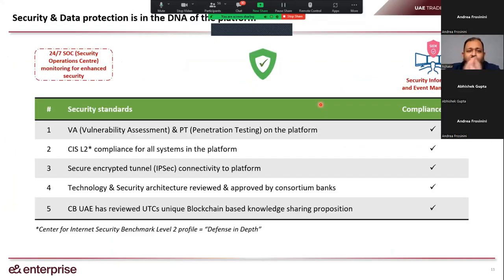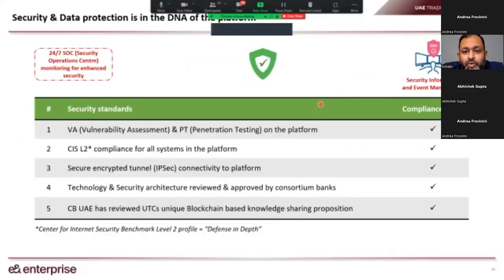Now, it's blockchain, so it's inherently protected, inherently secure. But on top of that, what we have today is banking grade software used by the leading banks of UAE. It required that the highest level of security standards, what we call banking grade standards, were put around it. So apart from the system going through VAPTs on a very regular schedule, to the entire system being CSL2 compliant, the connectivity is through a very secure tunnel. It's not in the public domain. It's not available for hackers to go in. It's pretty secure.